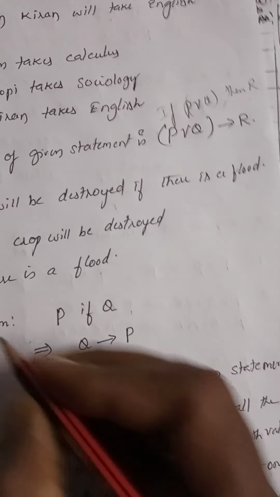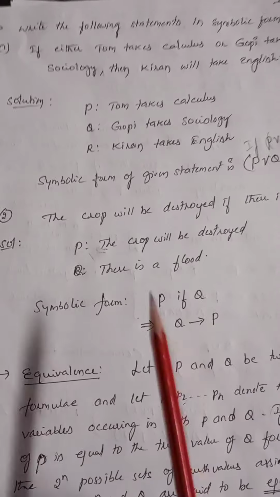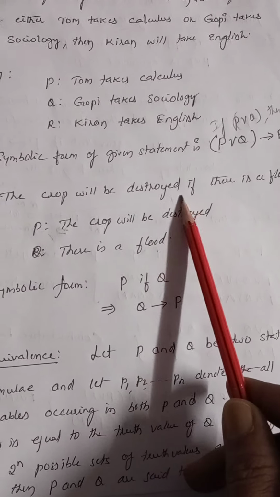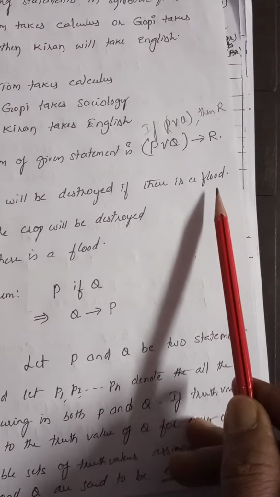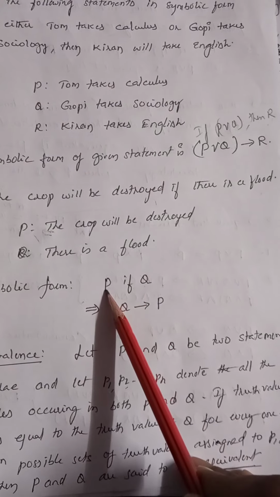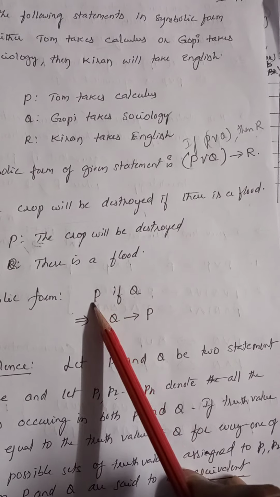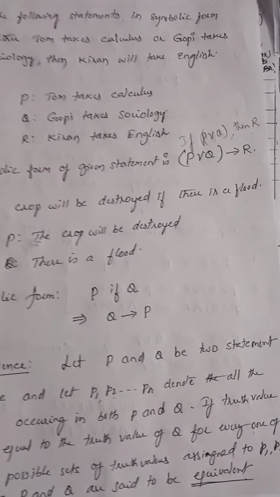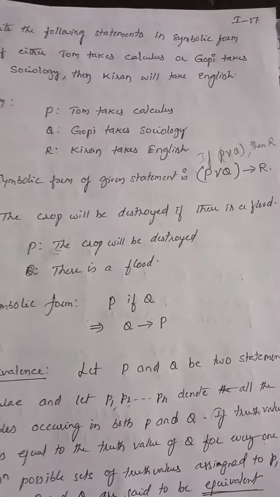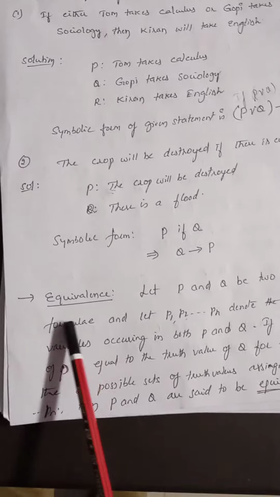Or sorry, this is Q, right? Now in symbolic form, the first sentence is P, the connective word is if, the last sentence we are denoting it by Q, which can be written as P if Q. P if Q is nothing but what? Q arrow mark P. That is nothing but implication form, no? Right? Now, the next one, equivalence.